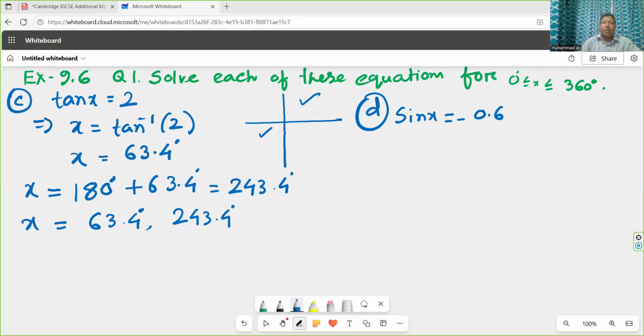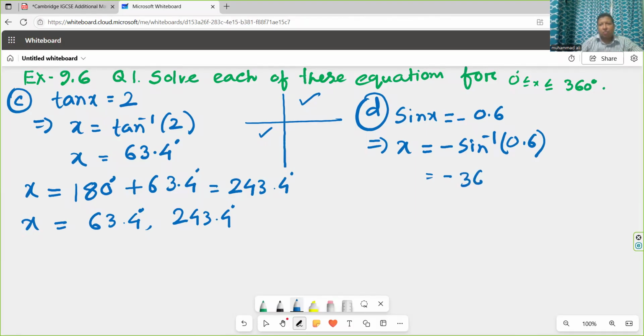Another very important one, sin x equals minus 0.6. So we have to write x equals, keeping the minus outside, sine inverse 0.6. So x equals minus sine inverse 0.6. So it will become minus 36.9 degrees. If we check the quadrant, sine is negative in the third quadrant and fourth quadrant. If we want to get the result in the third quadrant, we have to add this acute angle to 180 degrees.